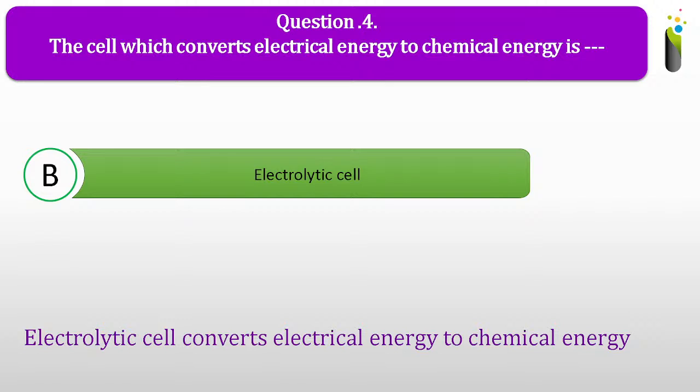So the correct answer for this is electrolytic cell converts electrical energy into chemical energy. So the cell which converts electrical energy into chemical energy is the electrolytic cell. Coming to the next question, number 5.